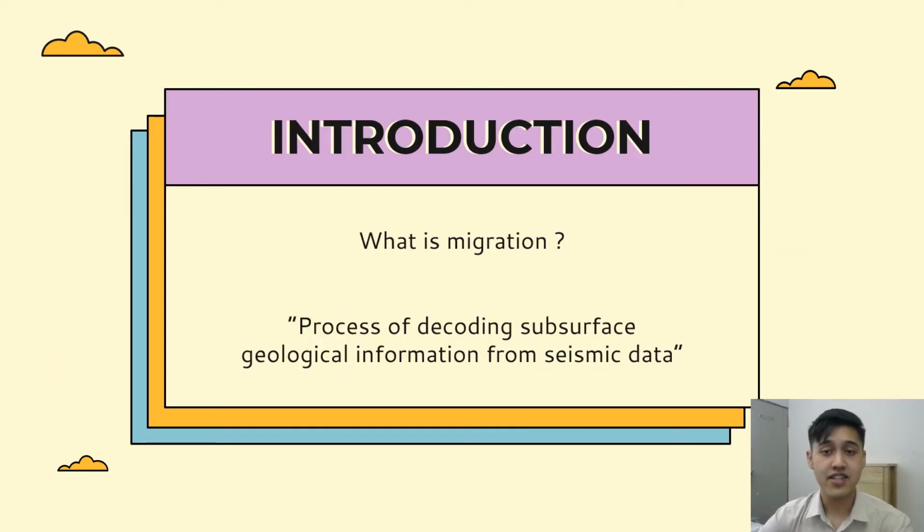Migration is a process of decoding subsurface geological information from seismic data. This process is necessary to overcome the limitation of geophysical methods imposed by areas of complex geology such as fault, salt bodies, and also folding. Next, migration moves dipping reflectors to their true subsurface positions and collapse diffraction, resulting in a migrated image that typically has an increased spatial resolution and resolved areas of complex geology, which is much better than non-migrated images.